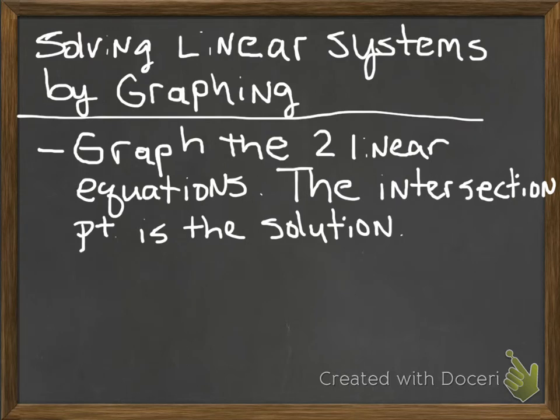Solving linear systems by graphing. You're going to graph the two linear equations. The intersection point is the solution. So basically what we're trying to see is when we graph these, when we see them intersect, that intersection point is considered the solution for the graph or for the system.